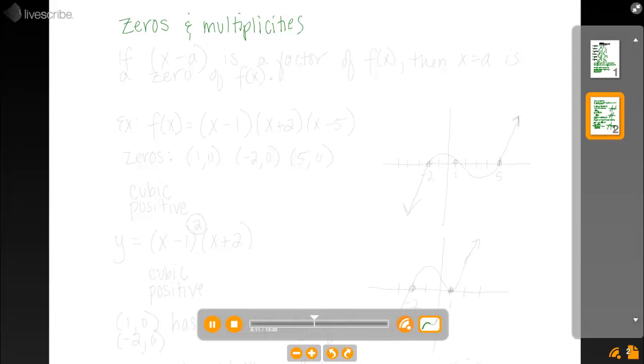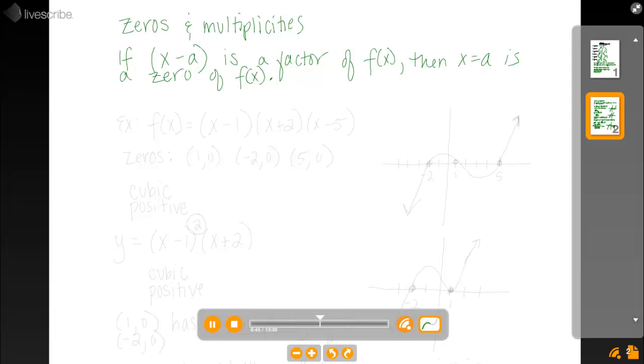One thing we need to know, and we touched upon this in Chapter 5 as well, is the factor theorem. If x minus a is a factor, which means it goes into evenly, of our function f of x, then x equals a is a zero of f of x. At the value of a, our function will be 0. In other words, f of a will be 0.